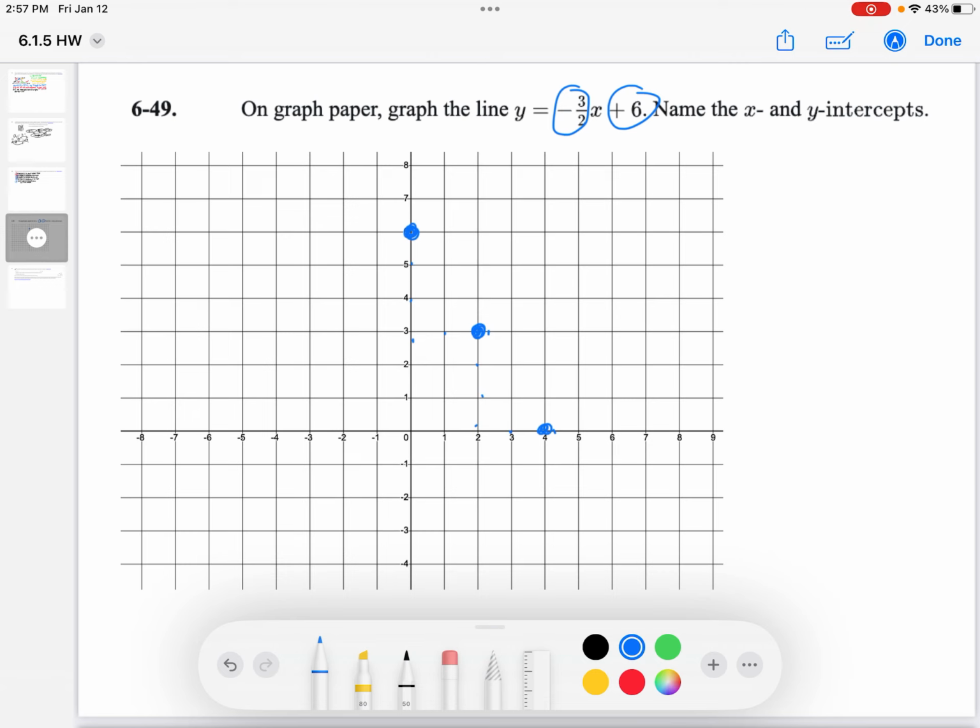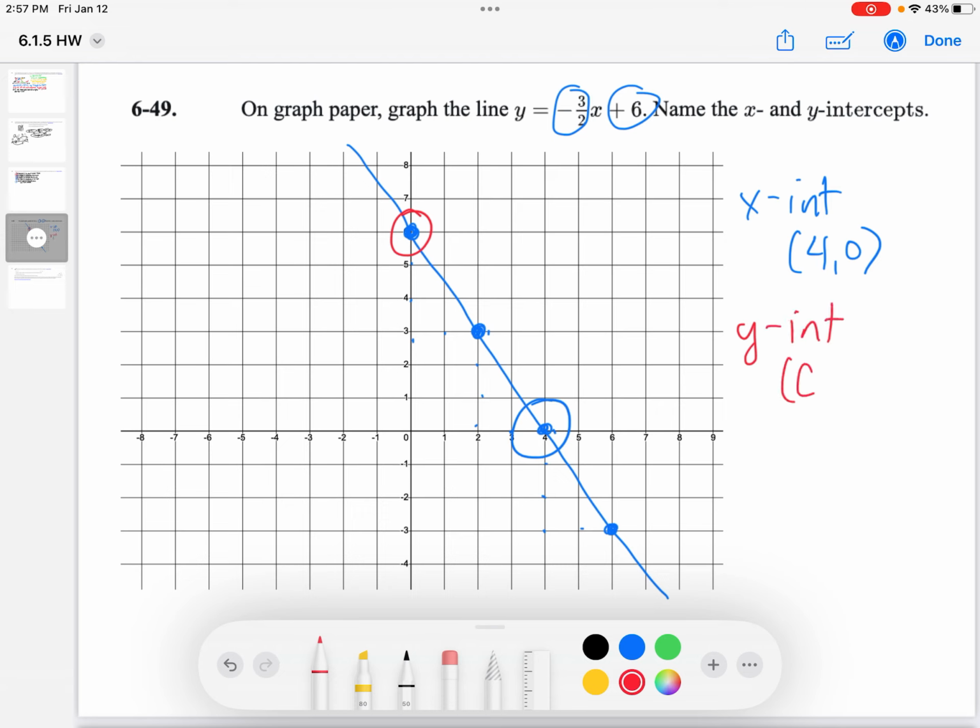And I could do it one more time. 1, 2, 3, over 2. Of course, I only have to do it for 2 points, but I can do it for more. And then I do my best to connect those in a straight line. And there's my line. The x and y intercepts. So the x-intercept happens where it intersects the x-axis, so that's going to happen right there. And I'm going to write that as (4, 0). And my y-intercept happens at the point (0, 6).